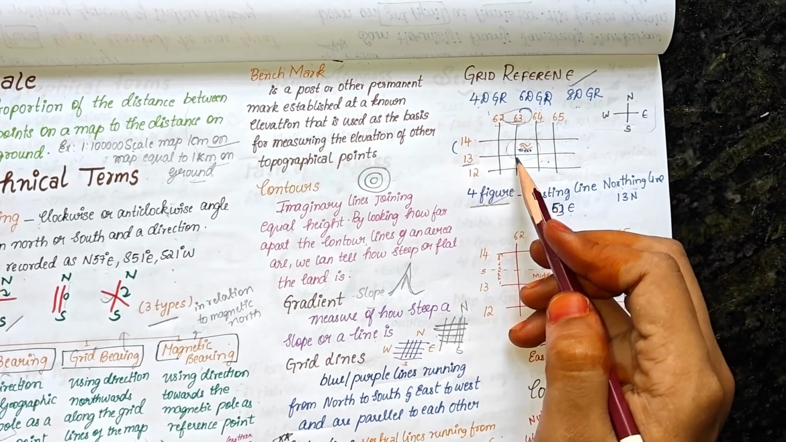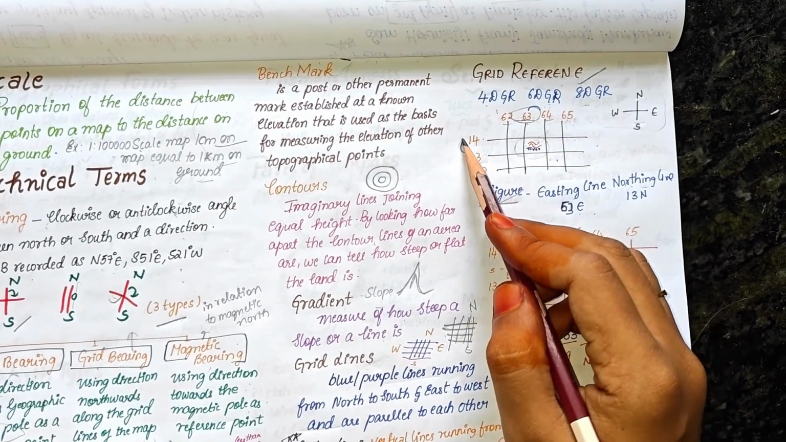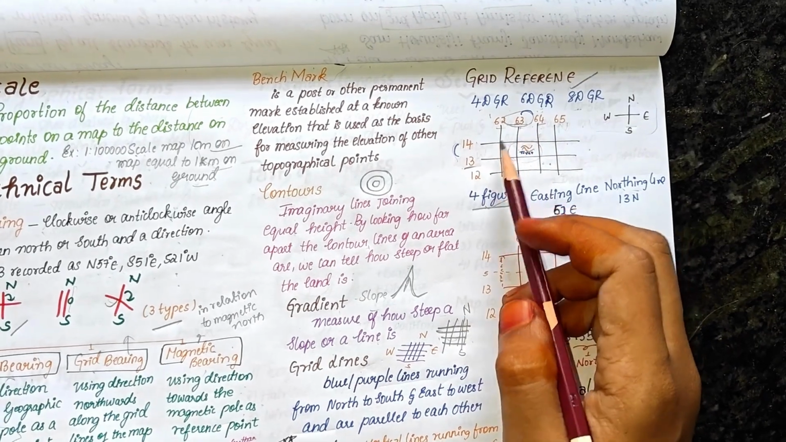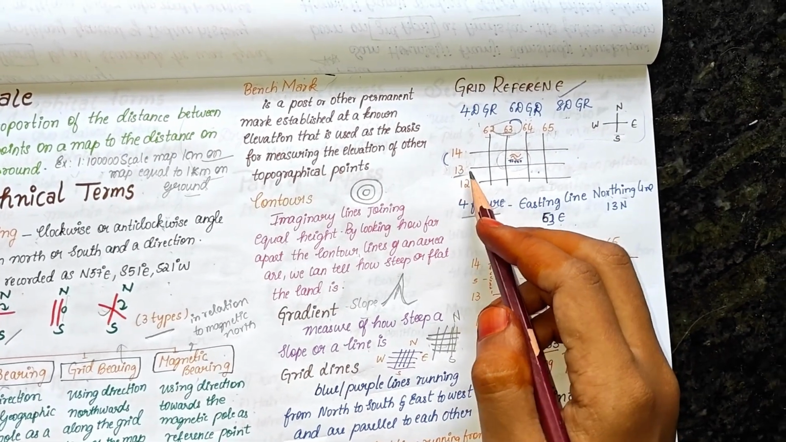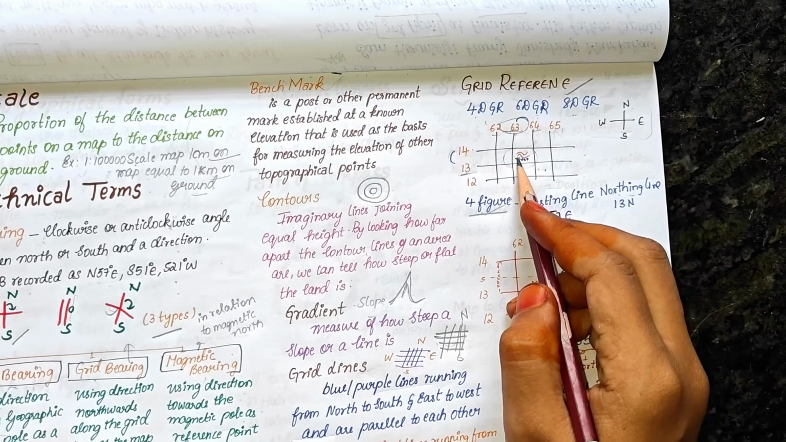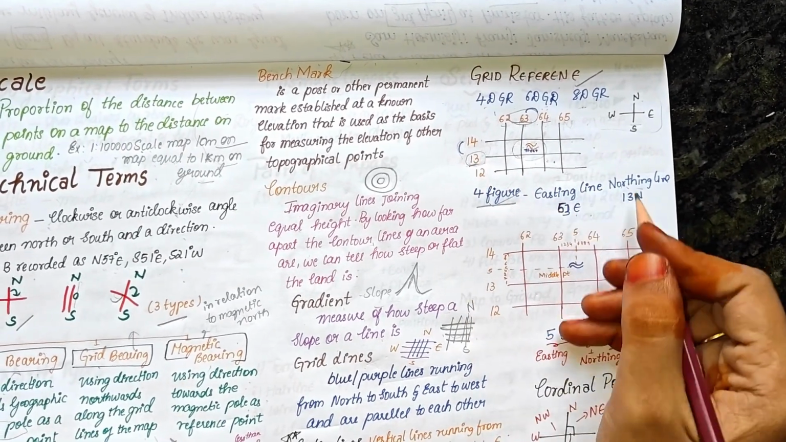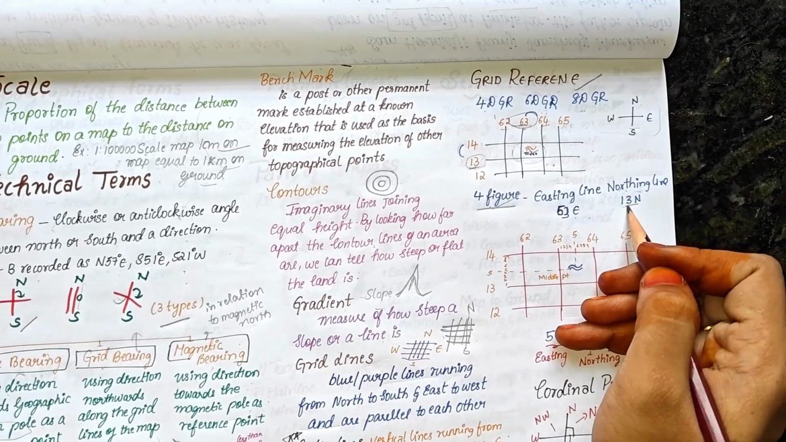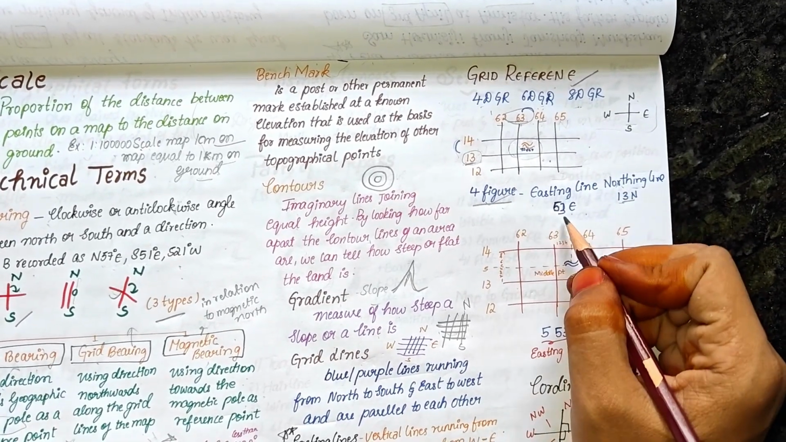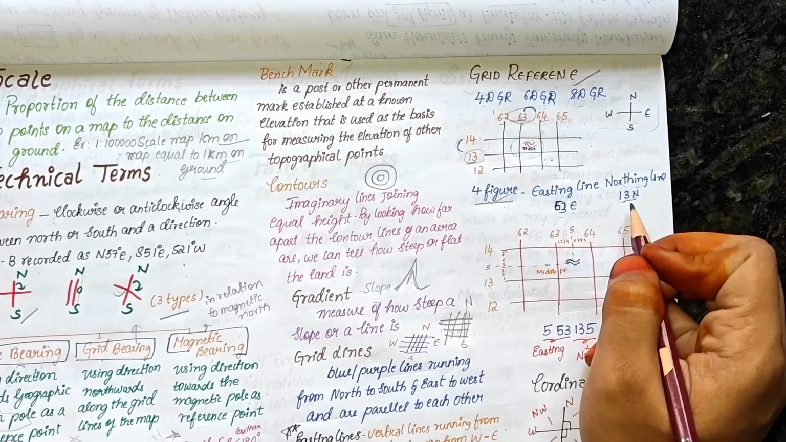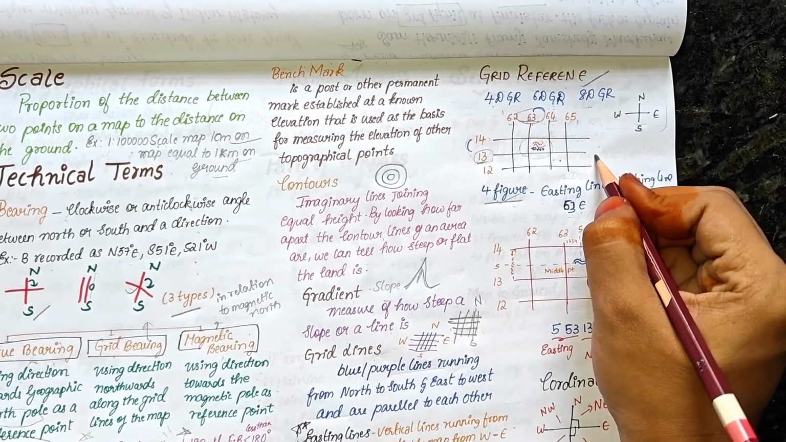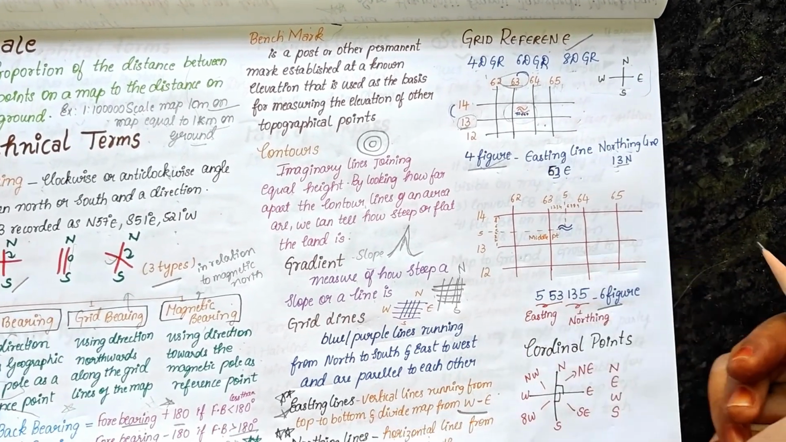Then what is the northing line? This river is present between 13 and 14. The same applies here: the 13 is before the river. So definitely the value you'll be taking is 13. So the northing line will be 13. Here comes the four figure: 63 east, 13 north. So very simple. And how do you calculate a six figure?